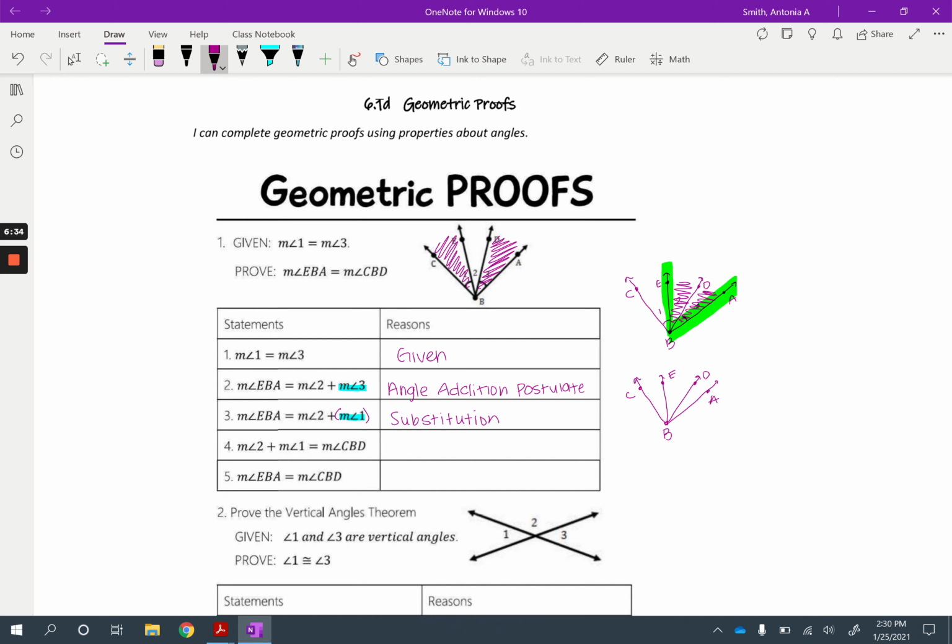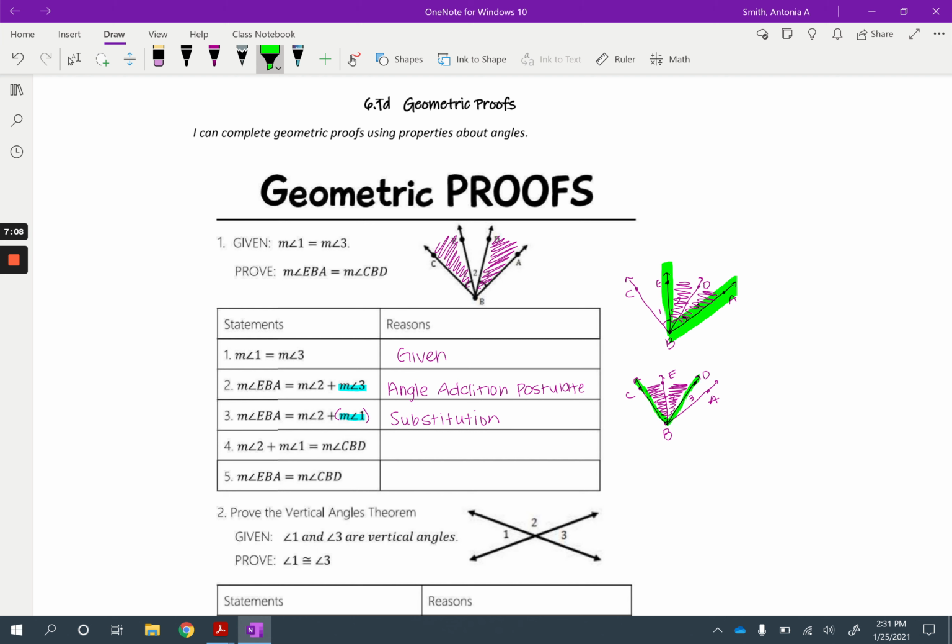Okay, so angle 2 is the middle angle. Angle 1 is the left angle, and angle 3 is the right angle. So this statement says the measure of angle 2, so that's this one in the middle, plus the measure of angle 1, right here, is equal to the measure of angle CBD. I'm going to highlight CBD. Here we have C to B to D.